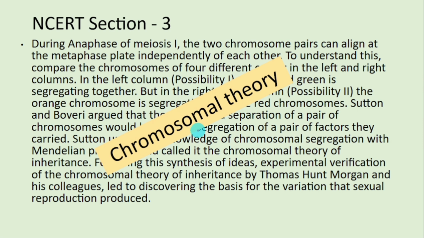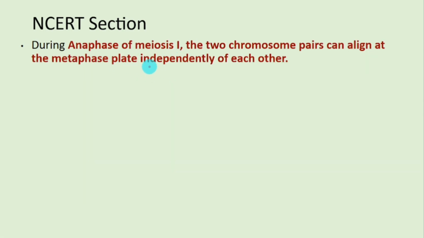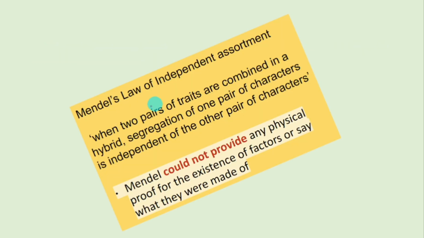So chromosomal theory basically described the movement of chromosomes as a justification of movement of factors between gametes and between the subsequent generations. So this event is very important to justify law of independent assortment. So see, Mendel's law of independent assortment states when two pairs of traits are combined in a hybrid, segregation of one pair of character is independent of other pair of character. Now, how do you visualize this in the context of chromosomes?